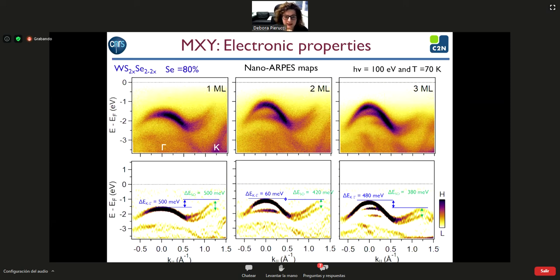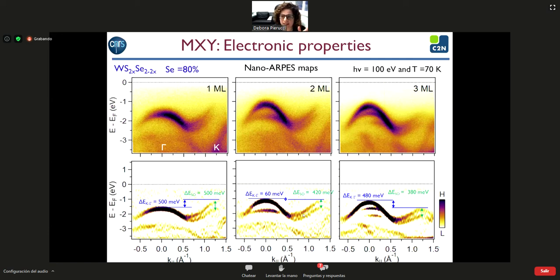Another interesting thing is how the electronic structure evolves and the position of the top of the valence band evolves as a function of layer. In fact, for the monolayer, the top of the valence band is located at the K point. When we go to the bilayer and 3-layer, this top of the valence band is displaced, goes to the gamma point, as we can see. Also changes the difference that we have between the energy of the top of the valence band at the gamma and K point. Here it is only 500 meV, and almost the same, 480 meV.